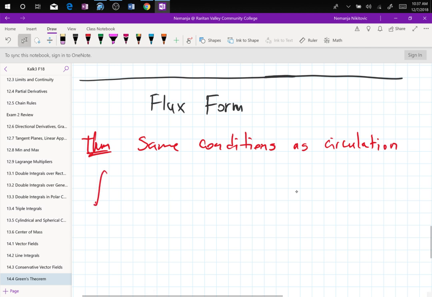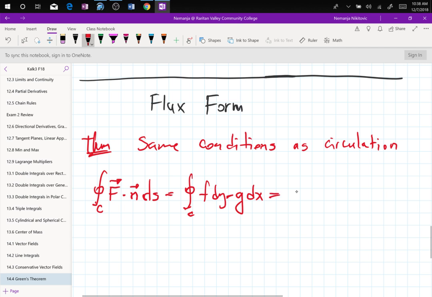So the flux form, we remember that we are using the vector n. So we have f dotted with n ds is going to be f dy minus g dx, which is the double integral over region R of partial f partial x plus partial g partial y dA.